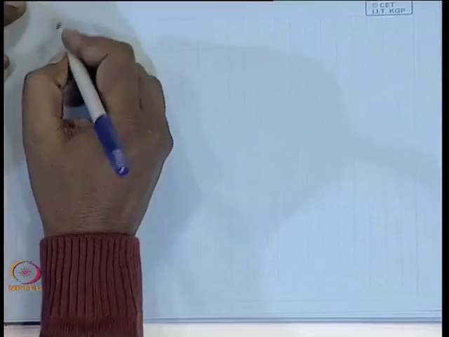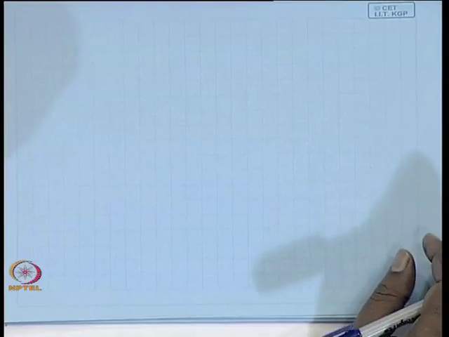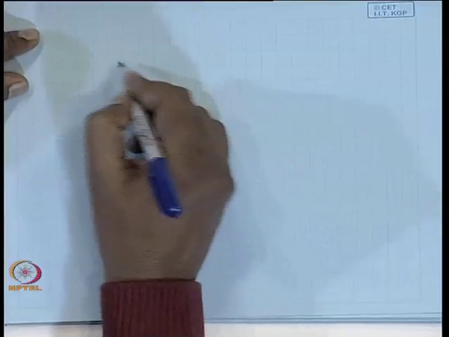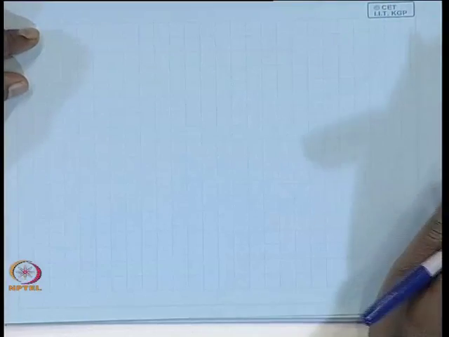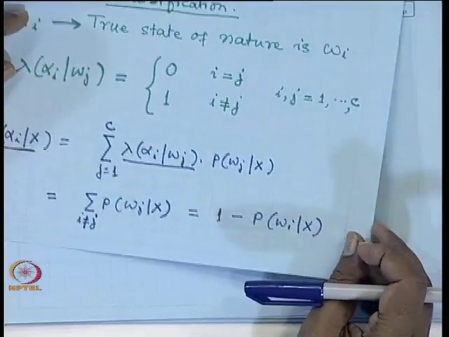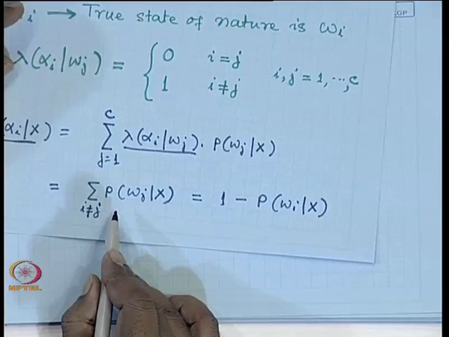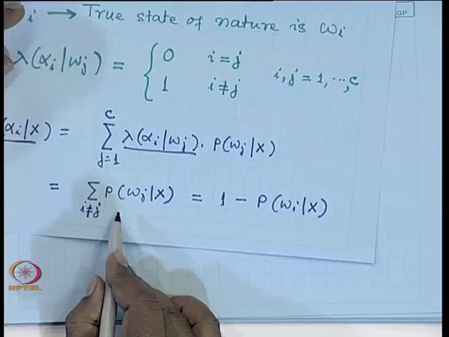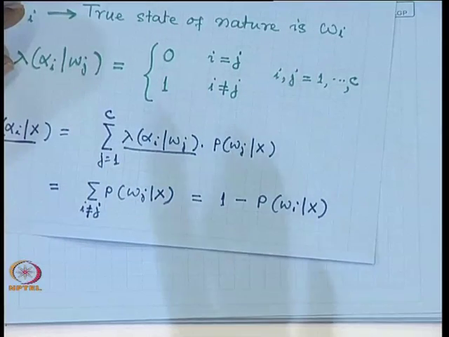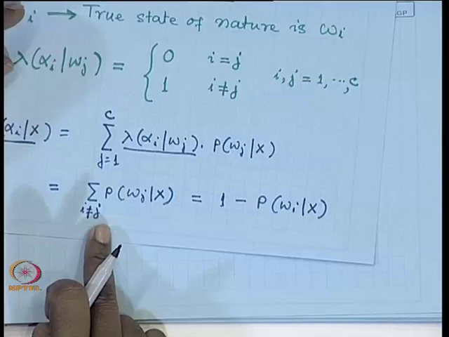Now, let us come to another concept which is called a discriminant function. So, effectively what are the classifiers that we have? For I equal to j, anyhow that particular term will be 0 also, in this particular previous summation. For I equal to j, this probability will be multiplied. Probability is not 0. Lambda alpha I given omega I is 0. That is why the term is absent from here.